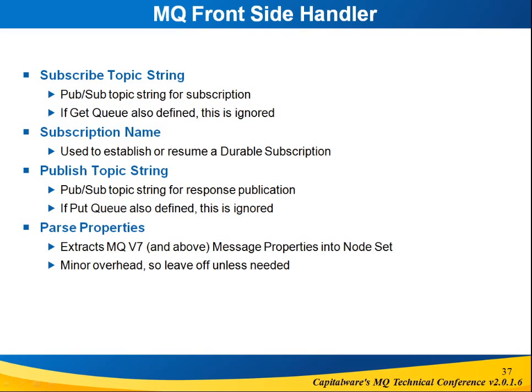Publish topic string, similar to the subscribe topic string, allows you to send the response back to the queue manager as a topic rather than a point-to-point queue. If the put queue field is non-blank, then this field is ignored. It takes precedence.